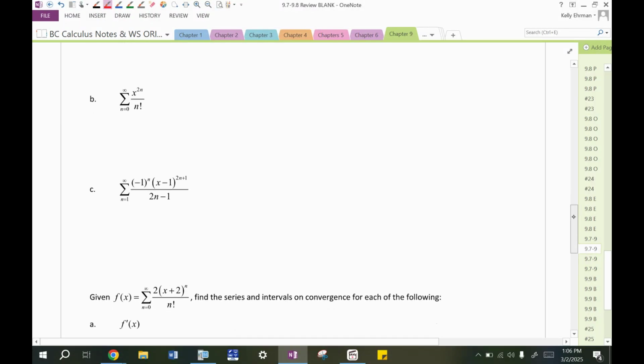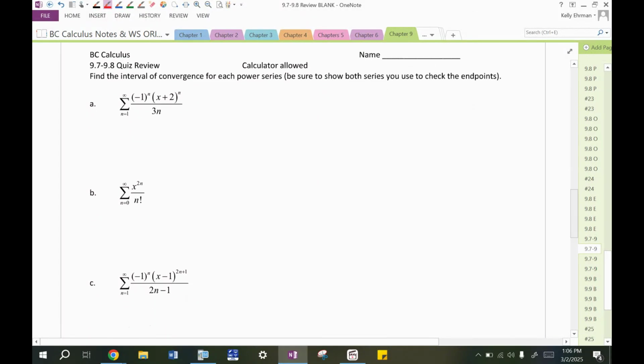Calculator allowed. So it's been allowed this whole time. That's okay. So find the interval of convergence for each power series. Be sure to show both series you check to check the endpoints. So I am giving you multiple points for a problem like this. You do need to have the correct work as if this were a free response question.